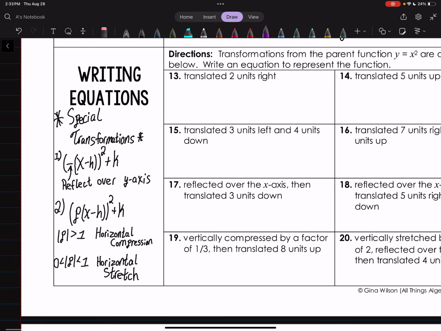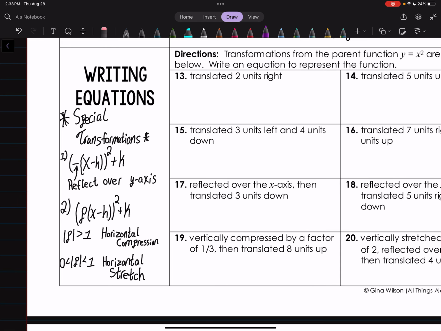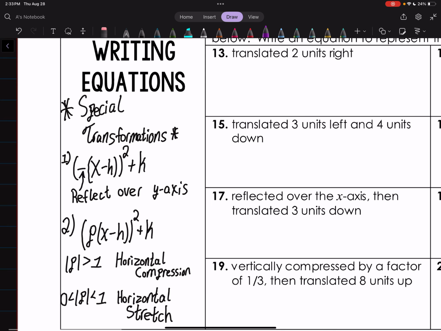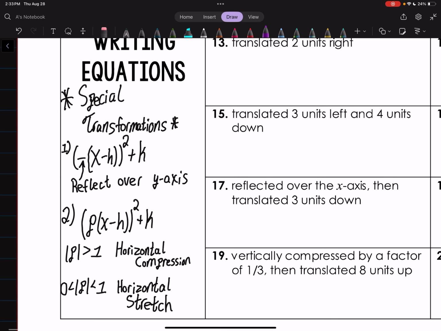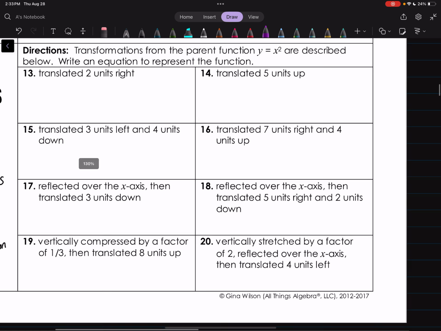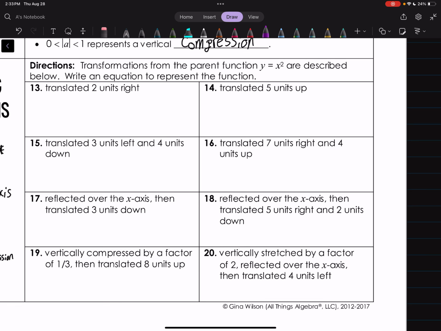Now, here are some special equations. You need to know these. We are not really going to talk about them too much in Math 2. You will need to know them for later. You can write them down now, or you can wait till we talk about it in another class or in a later part of this unit. But really, we're just looking at vertical in Math 2.